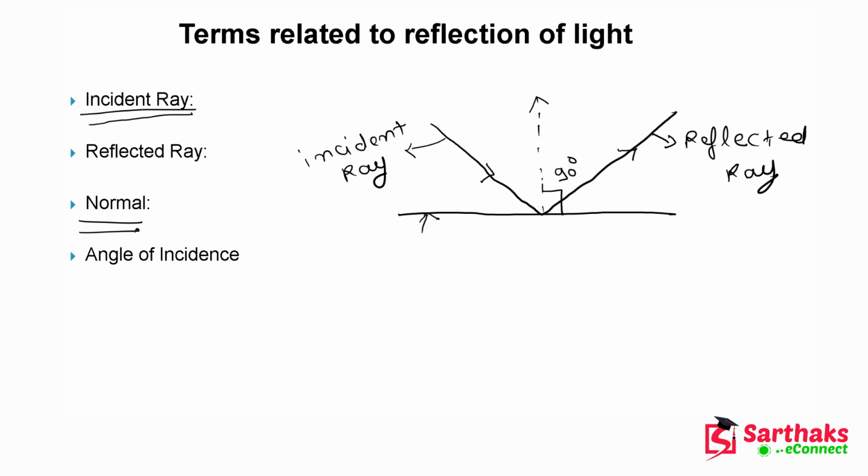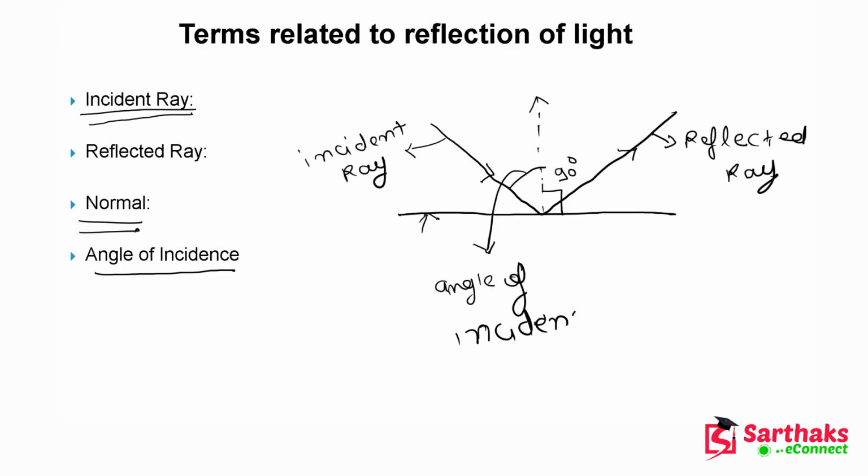Now if I talk about the angle of incidence, then it is very simple. What is angle of incidence? The angle made by the incident ray and the normal is known as the angle of incidence. So this is the angle of incidence.